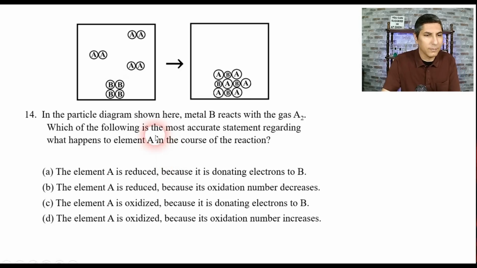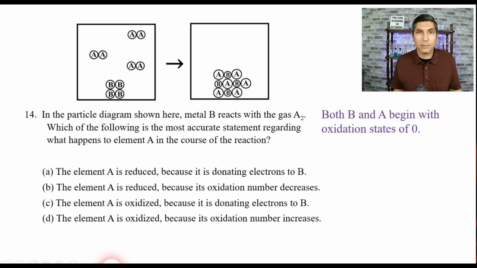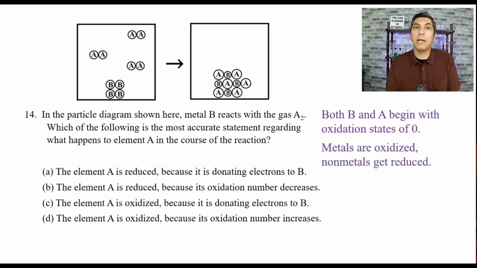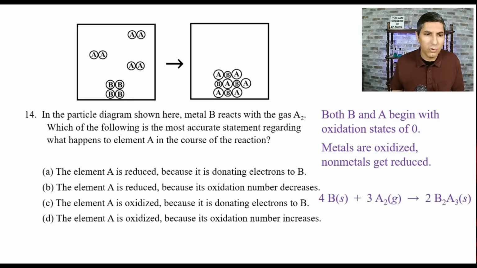One thing we have to realize is that both of these reactants are pure elements. And all elements in their most natural state have an oxidation state of 0. We know that when they react with each other, metals tend to be oxidized, nonmetals tend to be reduced. And if you're not sure where we get that from, think about the overall balanced equation. We can write an equation for this. We can say that B plus A2 yields B2A3, and then we can balance this, and we can see that the A, which is the nonmetal, is being reduced.